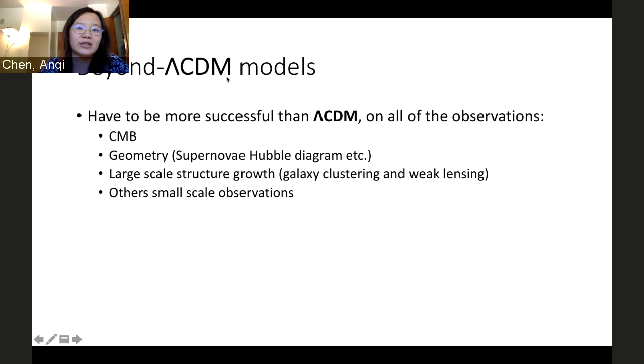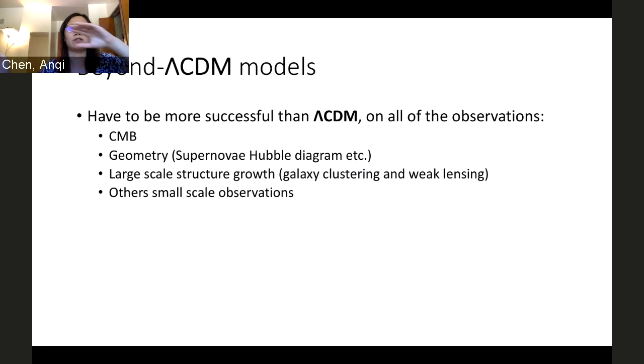And for any beyond lambda CDM model, the difficult part is that you have to be more successful than lambda CDM. Lambda CDM predicted all of the following observations, and they're all by far in pretty good agreement with lambda CDM, except for the Hubble tension that appeared recently. So first is the cosmic microwave background temperature and polarization, and secondly we have to not deviate from the geometry of lambda CDM too much. And there's also the large-scale structure growth, so the galaxy clustering and weak lensing. That's what this is measuring.